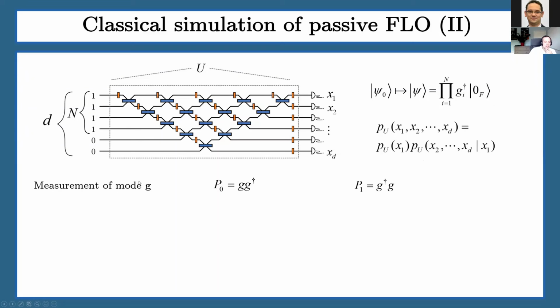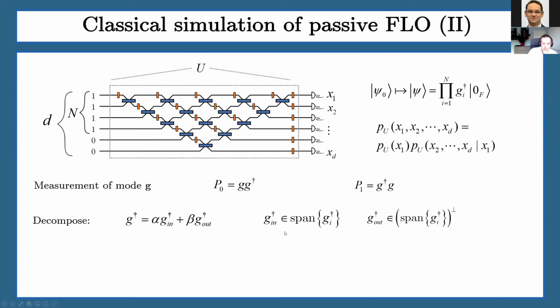When I'm measuring in mode g, you can write the corresponding measurement operators in terms of creation and annihilation operators. When you don't observe a particle, you first create and then annihilate the particle, and you reverse that for the outcome one. Then this mode g you decompose into something which is in the subspace that you already had in your state, and something which is perpendicular. You can view this as wave functions: I have n wave functions, and another wave function, where some part is in the span of my wave functions and some part is orthogonal.